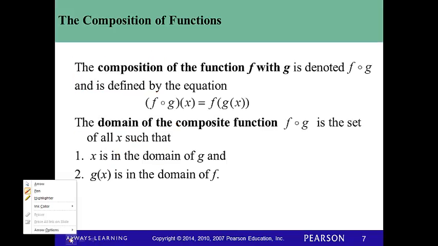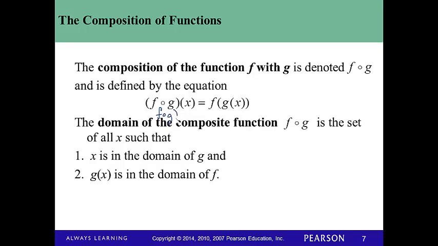Alright, so now let's talk about the composition of functions. The composition of the function f with g is denoted by f∘g and is defined by the equation (f∘g)(x) = f(g(x)). I call this "f of g." It's the same as saying f of g of x.